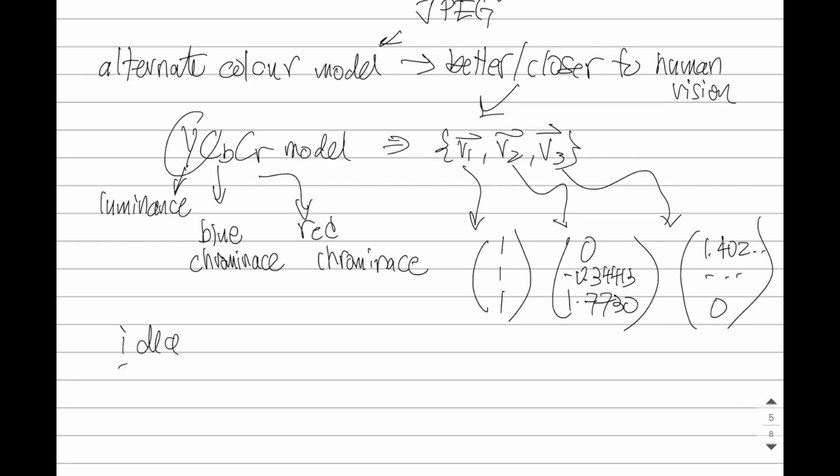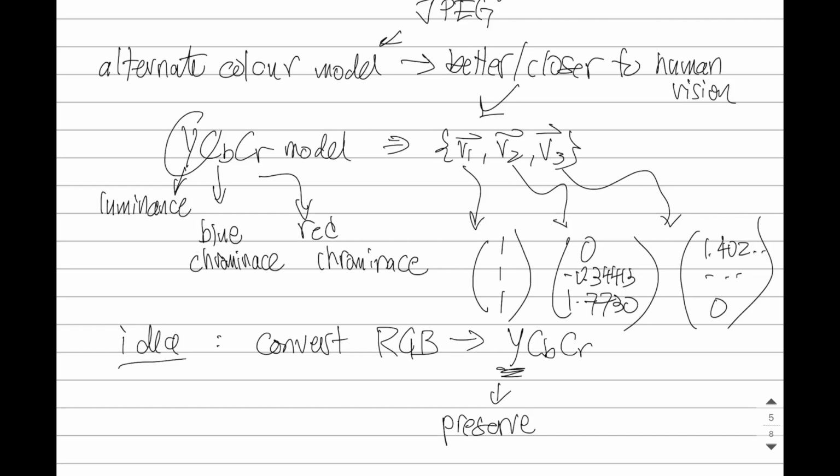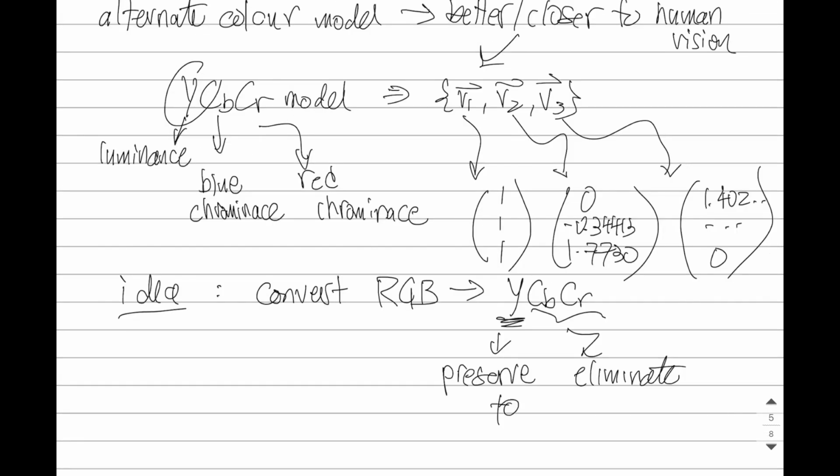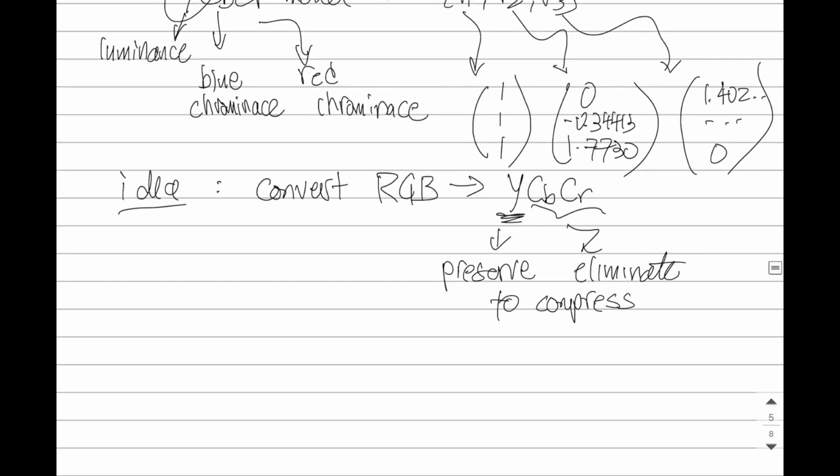And the idea is that you want to be able to convert colors that are in the RGB into this YCbCr. When you are in this new basis, the Y really holds most of the information. So you want to preserve as much of this as you can, and then you want to eliminate as much of this as you can to compress the file. I would recommend that you take a look at chapter 3.3 in Austin to talk about this.